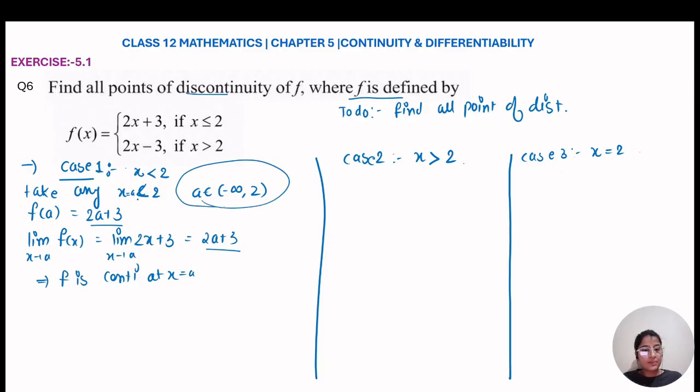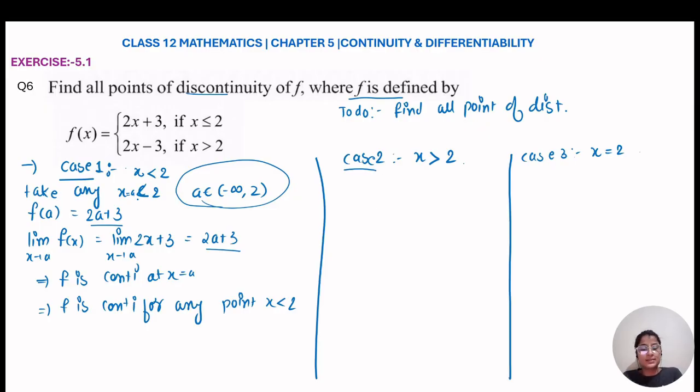We have started with any point in this interval, and we have shown that the function is continuous at that point. So we have explained that the function f is continuous for any x less than 2.